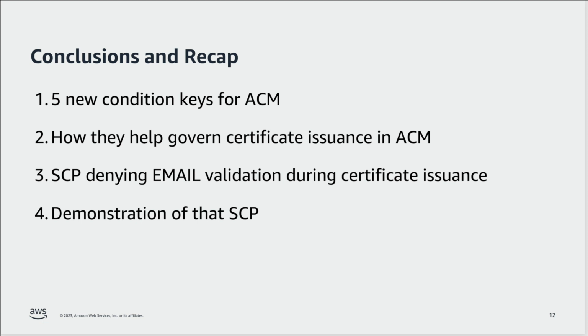Let's review what we've gone over. Number one, we saw the five new condition keys for ACM. Number two, we saw how the new keys help govern certificate issuance in ACM. Number three, we saw an example SCP to deny the use of email validation during certificate issuance. And finally, we saw a demonstration of that SCP to prevent the issuing of an email validated certificate while successfully issuing a DNS validated certificate to fix our website.